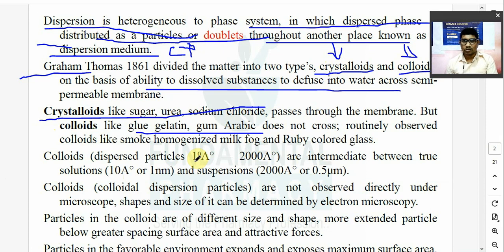So what are the examples of routinely observed colloids? For example, homogenized milk, then smoke, fog, and ruby colored glass. These are the commonly observed colloids.